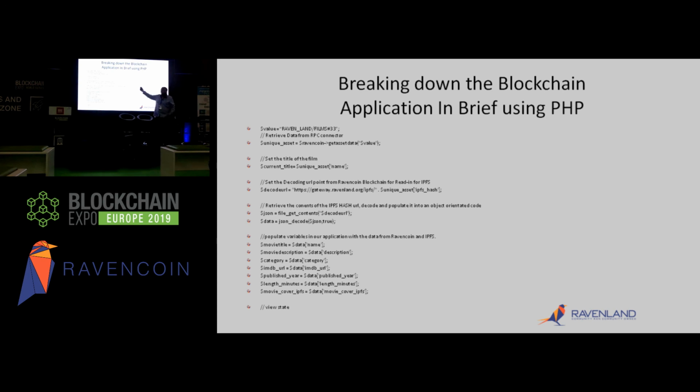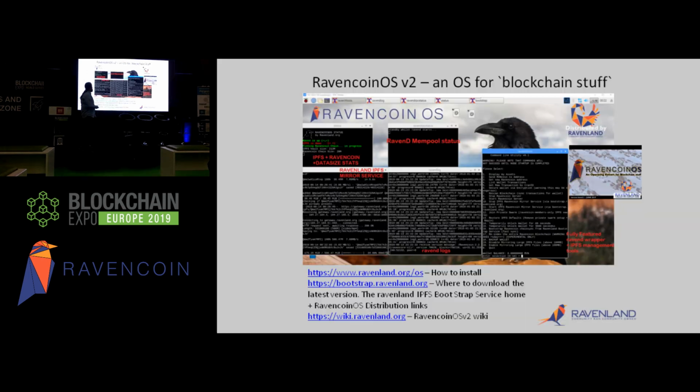So not only does it grab the assets from Ravencoin, it also grabs the JSON or any file from the IPFS hash as well. And as you can see, JSON, file, get contents, decode URL, that's pretty much it. That's very simple to do, and anyone can do this.